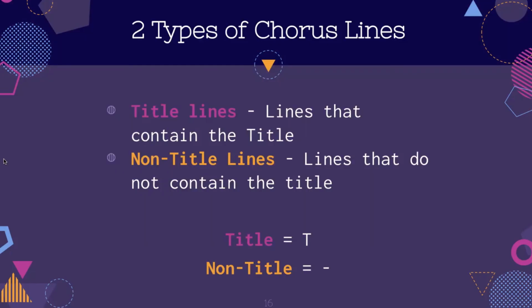So moving on to chorus structure, there's two types of lines within your chorus. The first type of line is a title line. So it's pretty simple. That means it's a line that contains your title. The other type of line is a line that doesn't contain your title. So title lines and non-title lines.